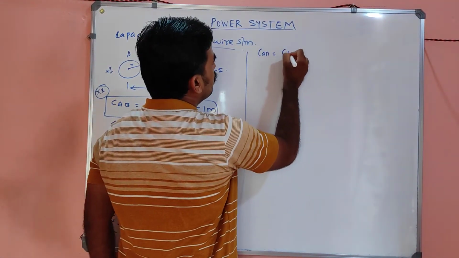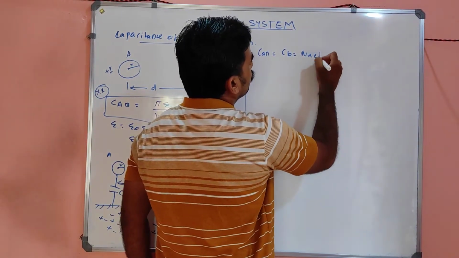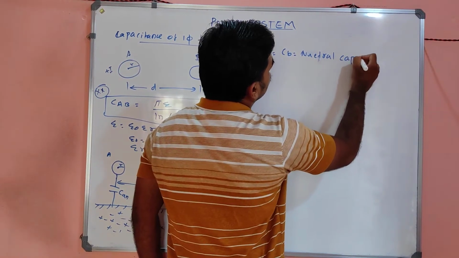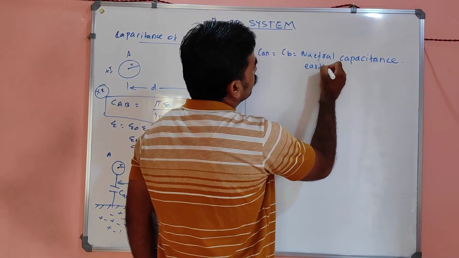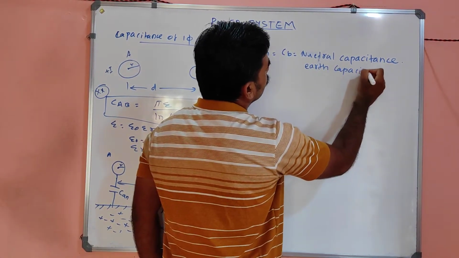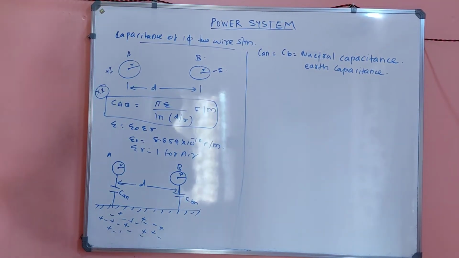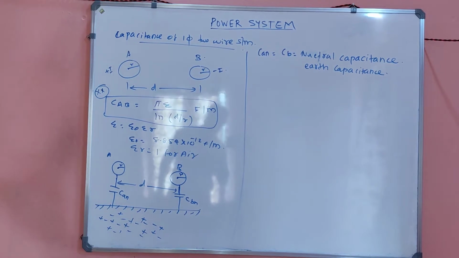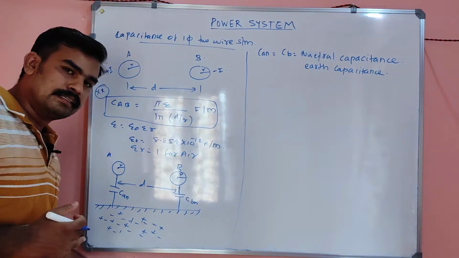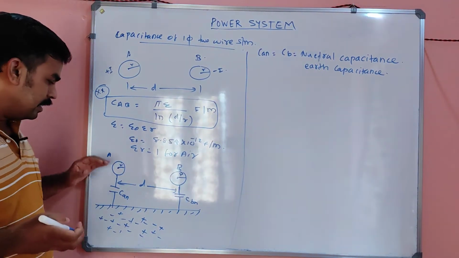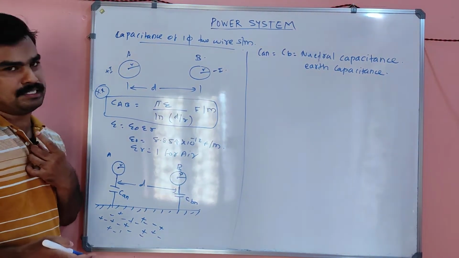CAN equal to CBN is called the neutral capacitance, or earth capacitance. Is it clear? Did you get what I am going to say? There will be a capacitance offered by the earth also, due to the presence of charges in the earth. There may be capacitance in between this conductor as well as the earth. Let that capacitance be CAN as well as CBN.